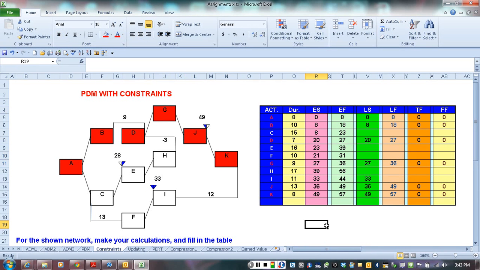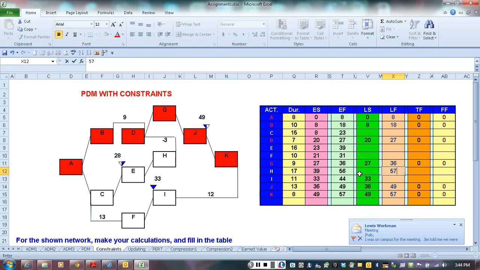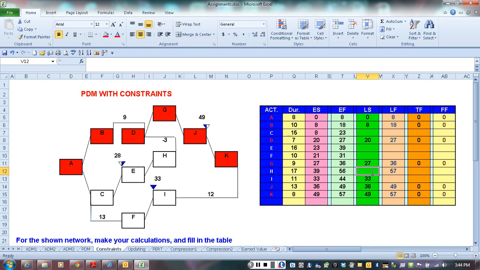Now let's solve the rest of the network. Now we have to go to activity H. Activity H has no immediate successors, therefore its completion is not tied to anything, so it's going to have the total project completion as its completion as well. So the late finish for activity H is going to be day 57, which is the completion of the project. And if it's 57 minus 17, that's going to give us 40 here.